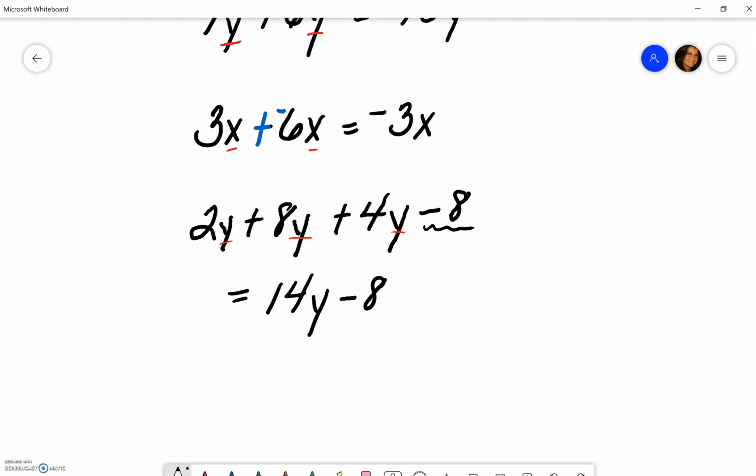Now we look, can we take it any further? We cannot. That is our final answer. The reason why it's our final answer is because the 8 does not have the variable y. So we cannot combine those terms any further.